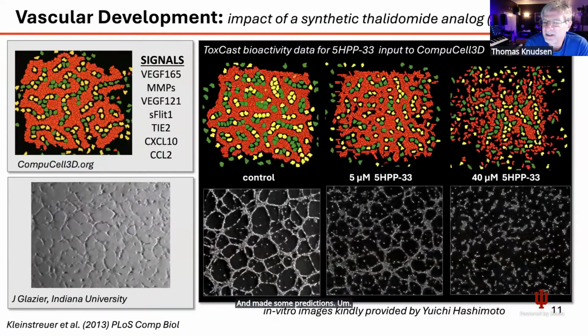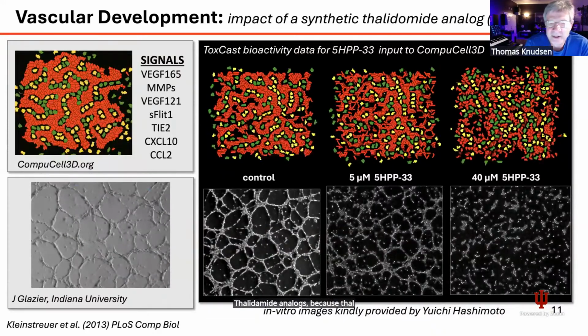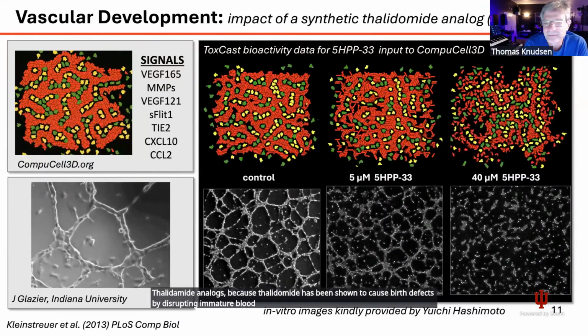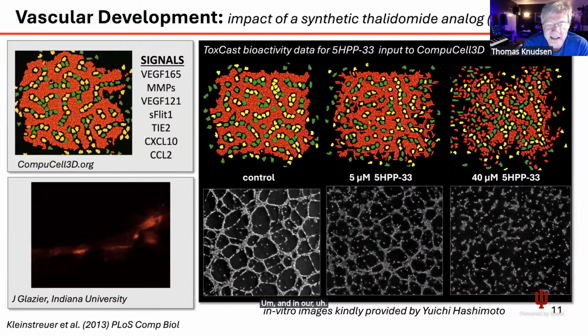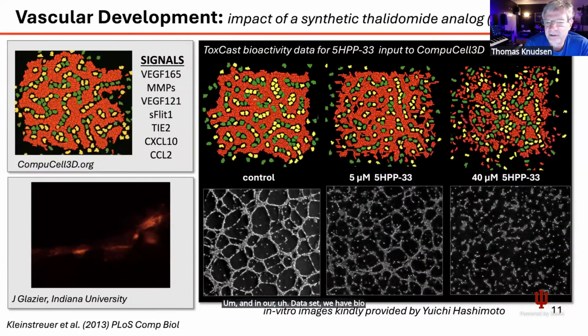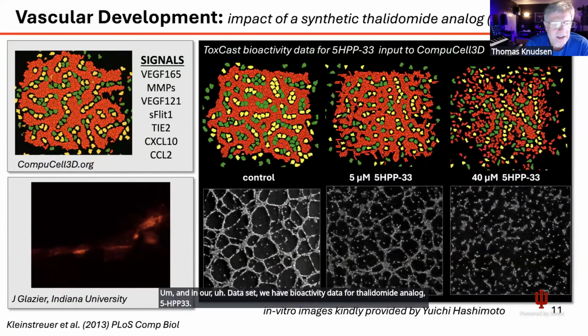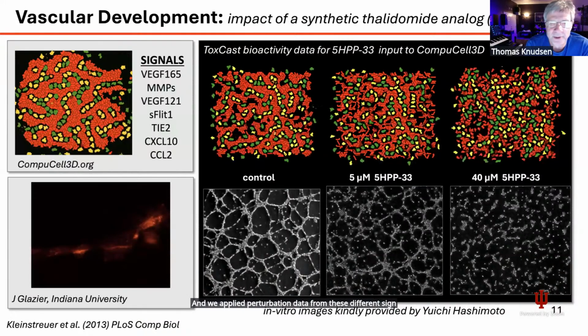One of the things that we were interested in was thalidomide analogs, because thalidomide has been shown to cause birth defects by disrupting immature blood vessel formation. And in our data set, we had bioactivity data for thalidomide analog, 5-HPP33. And we applied perturbation data from these different signals to the computer model.